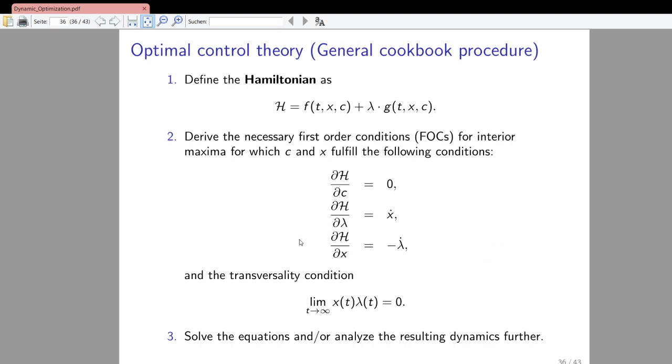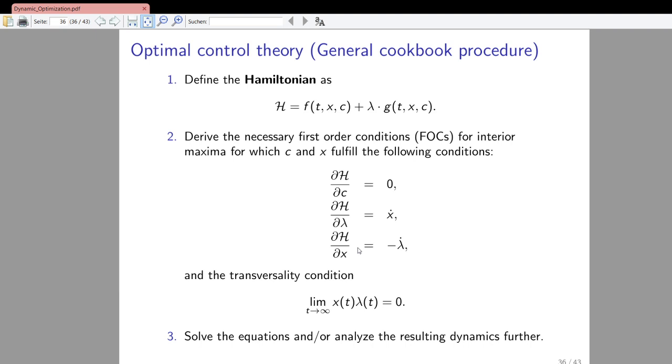It's related to the evolution of the co-state variable over time. And basically it states that the derivative of the Hamiltonian with respect to the state variable has to be equal to the negative of the evolution of the co-state variable. And the interpretation for that in general is that if the state variable increases, then the shadow value of the state variable would decrease, and the rate of decrease has to be equal to the amount by which the Hamiltonian increases when the state variable increases.